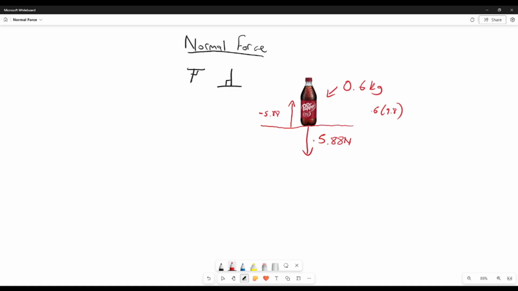You could say that the bottle has negative 5.88 newtons acting on it and the normal force is positive. It doesn't really matter. I'm going to ignore the negatives for this video, and we'll refer to all of our forces as the magnitude.